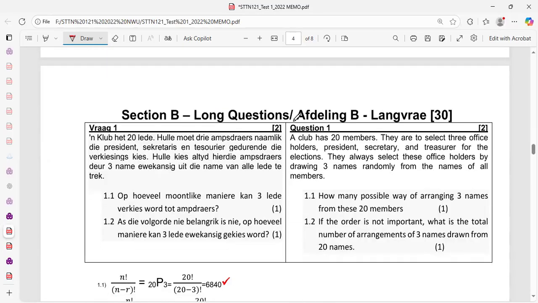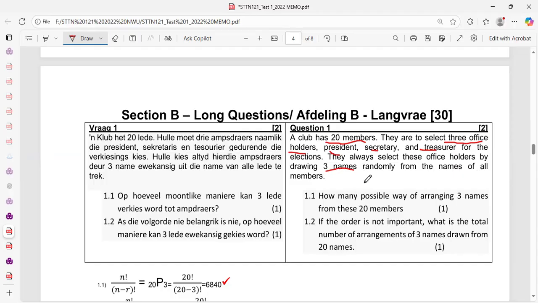Okay, now here, a club has 20 members. They are to select 3 office holders: president, secretary, and treasurer for the elections. They always select these office holders by drawing 3 names randomly from the names of all the members.